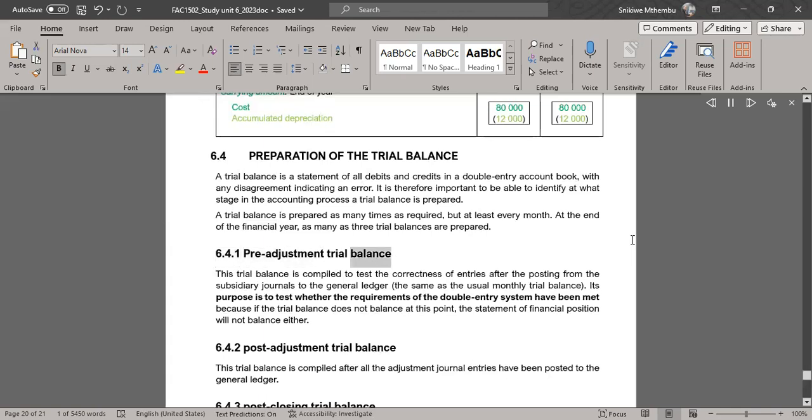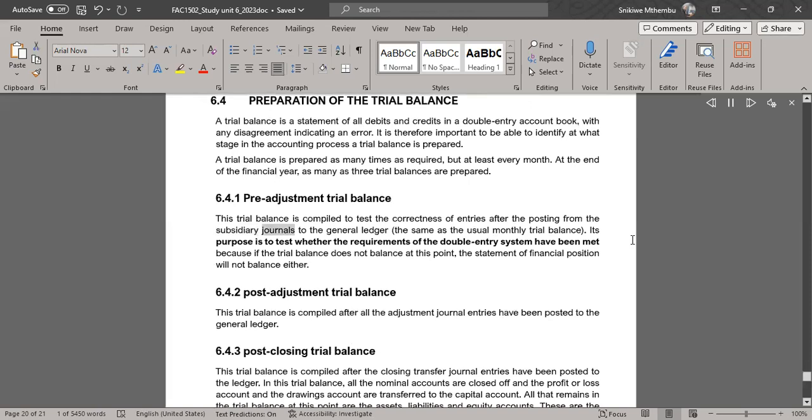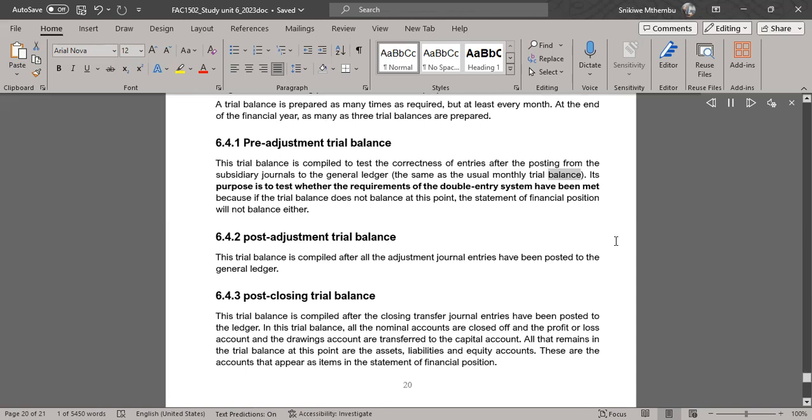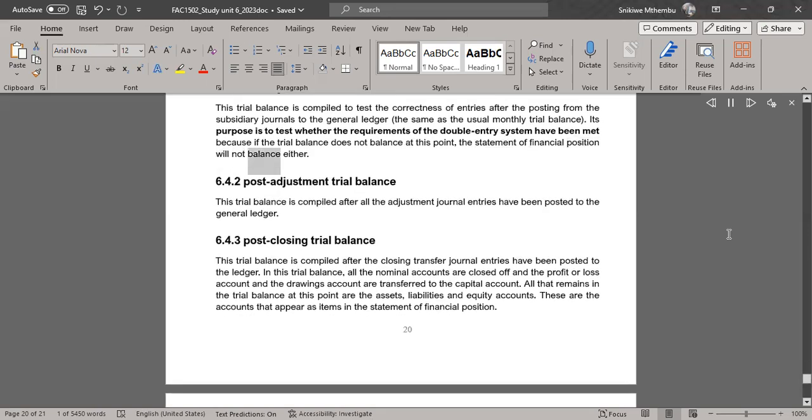6.4.1 Pre-adjustment trial balance. This trial balance is compiled to test the correctness of entries after the posting from the subsidiary journals to the general ledger, the same as the usual monthly trial balance. Its purpose is to test whether the requirements of the double entry system have been met, because if the trial balance does not balance at this point, the statement of financial position will not balance either. 6.4.2 Post-adjustment trial balance. This trial balance is compiled after all the adjustment journal entries have been posted to the general ledger.